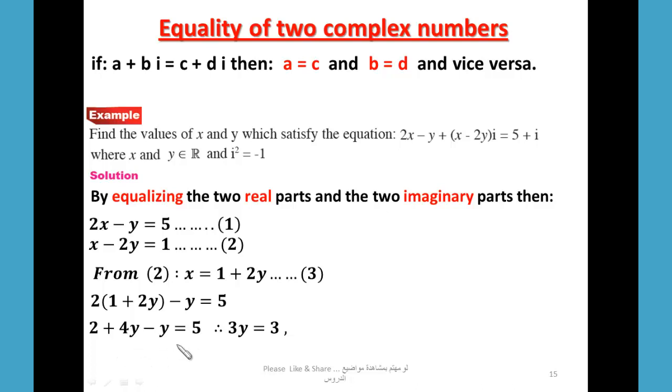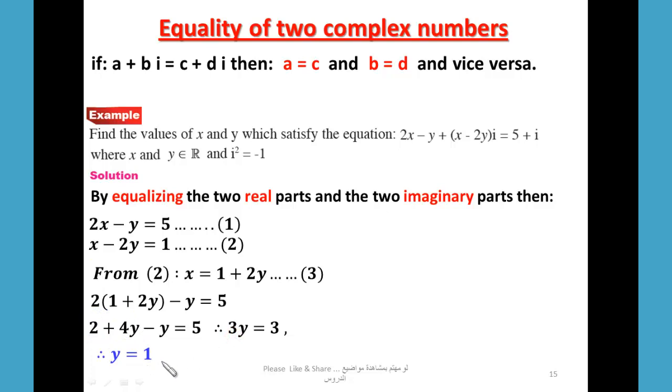4y minus y equals 3y, and 5 minus 2 equals 3. So we have 3y equals 3. Again, 5 minus 2 equals 3, and 4y minus y equals 3y. Dividing both sides by 3, the coefficient of y, we can get that y equals 1.